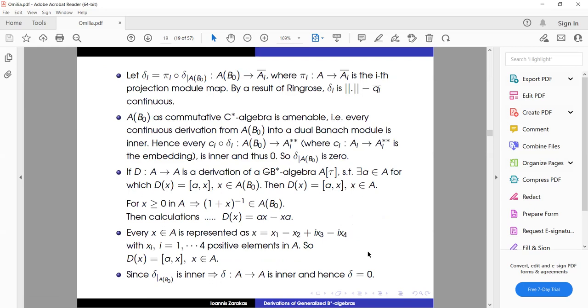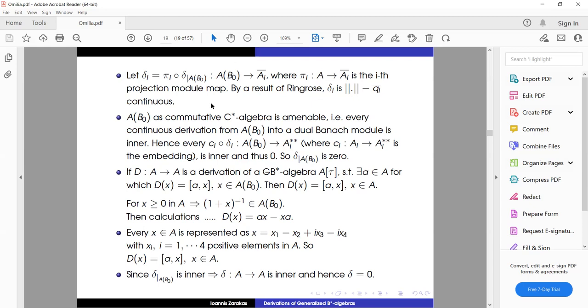Hence, we can descend our derivation delta to the derivation delta I, going downwards from AB0 to the factor alpha I bar. Of course, we do that by composition with Pi, the restricted derivation delta composed with Pi, where Pi is the projection module map. Now, by descending from alpha B naught to alpha I bar, we have in our hands continuity by the very well-known result of Ringrose.